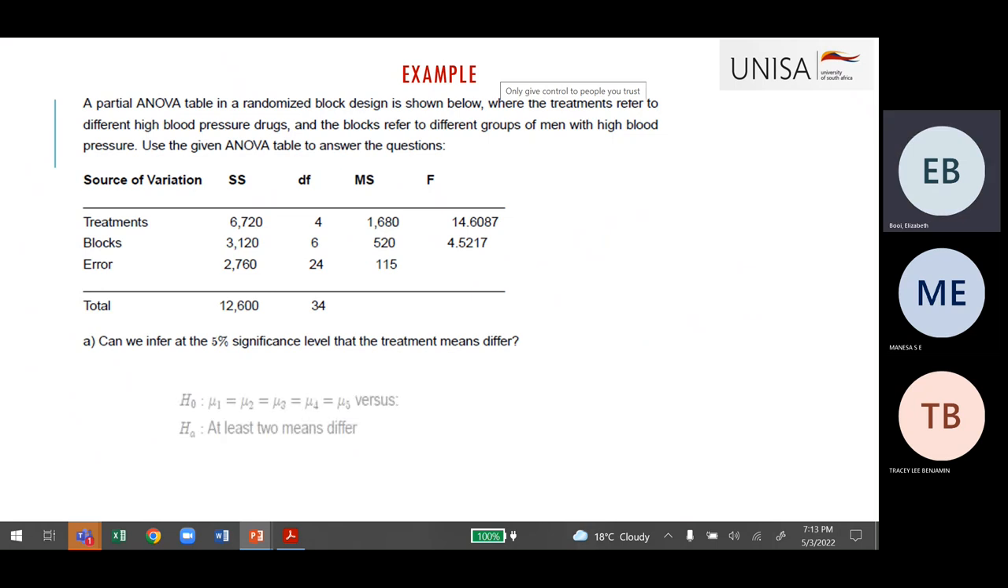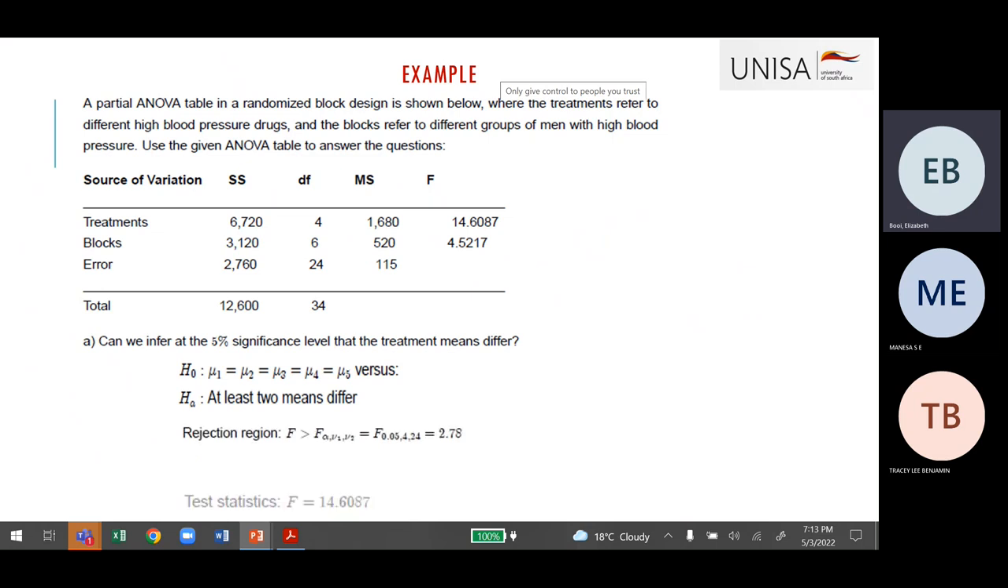So this is the same, sorry. That's how you state your null hypothesis, how you find your critical value. I just did it manually, but you can see that we followed all the steps and we can conclude that we reject the null hypothesis. At least two or more than two treatments differ, or they are not the same.